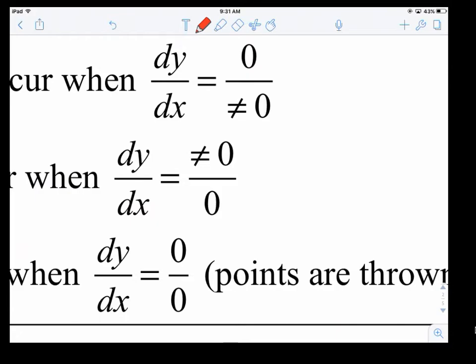And then if you get 0 on both, we know that that is a what? Right? What else do you know? When you get 0 over 0. Right?